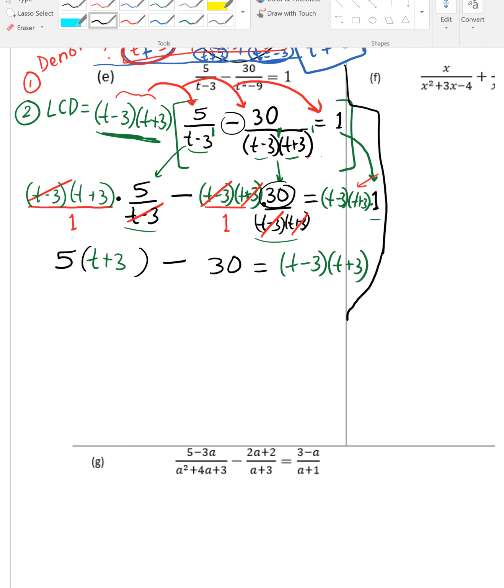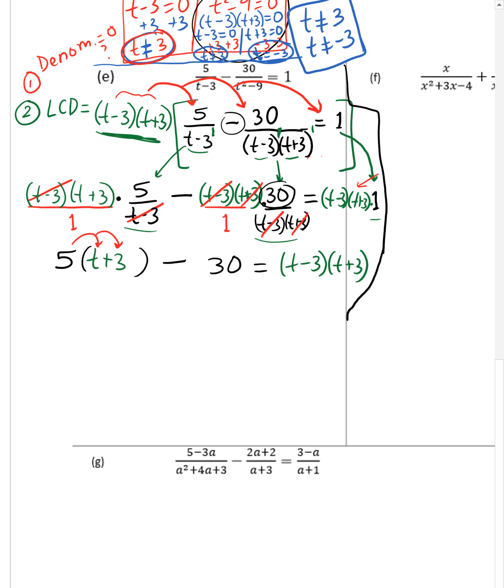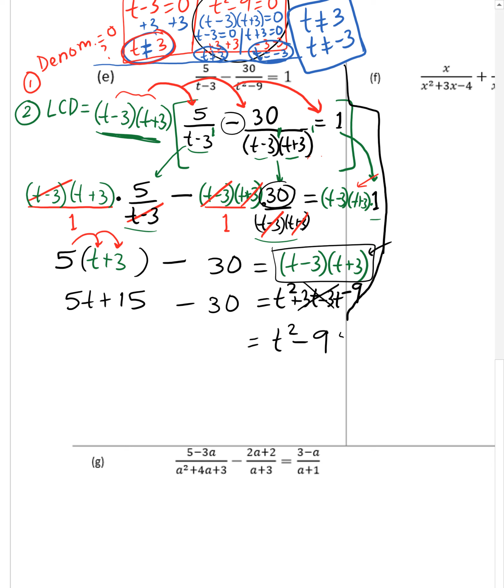Now I'm going to distribute everything I can. First this 5. 5 times t and then 5 times 3. That'll be 5t plus 15 and then minus this 30 here. Over here I'm going to have to FOIL this out. T times t is t squared. T times 3 is 3t. Negative 3 times t is negative 3t. Negative 3 times 3 is minus 9. And if I combine like terms, those 3t's cancel. I should have known that, because t squared minus 9 is what we started with, and that's how it factored. So we're just going backwards to what it used to be. On the left side, there are 2 like terms. 15 minus 30 is negative 15.